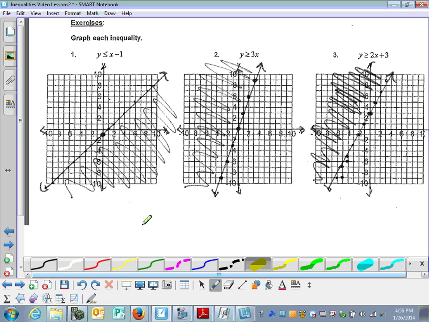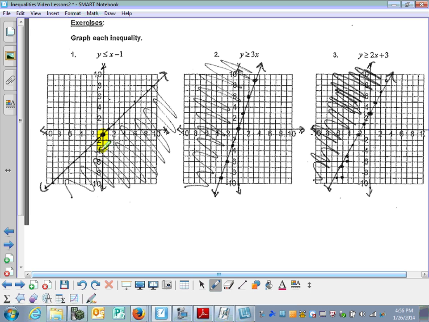Y is less than or equal to x minus 1. So here's the line in the y-axis. So y is less than, so y is getting smaller, so I shade below the line. Y is greater than or equal to 3x. Y is getting larger, so I shade above the line. Again, y is greater than or equal to 2x plus 3. Y is getting bigger, I shade above the line.